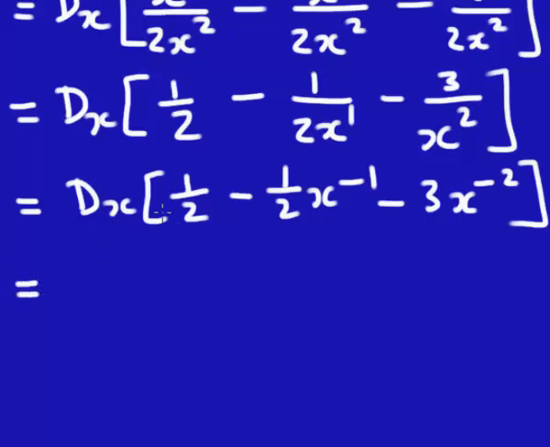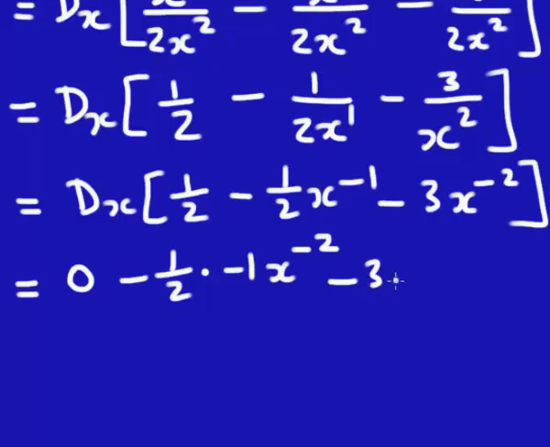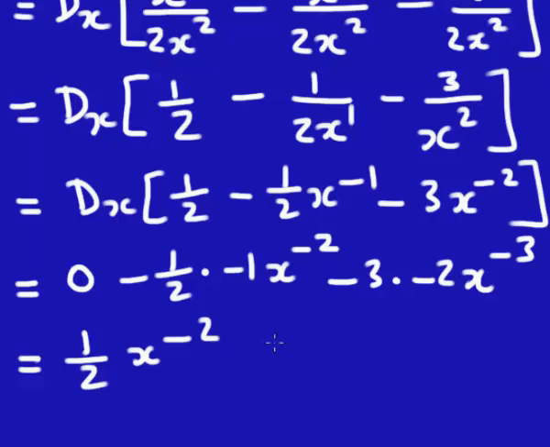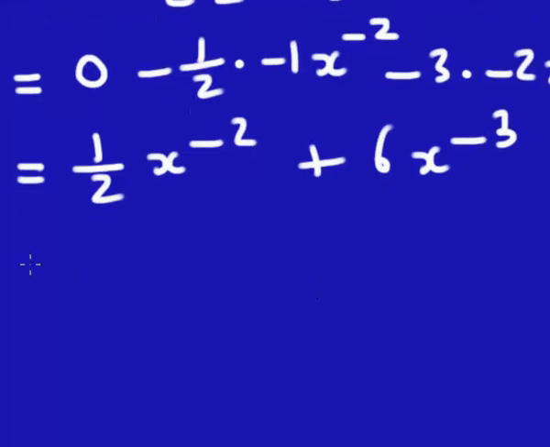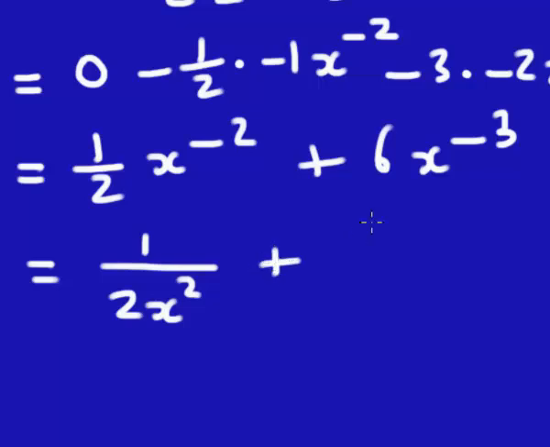Now we can drop the dx, the derivative of a half is 0. Then we've got negative a half multiplied by negative 1, x to the minus 1 minus 2 is negative 2. Negative 3 multiplied by negative 2, x to the negative 3 if we subtract 1. This gives you a minus and a minus, a plus. Half times 1 is a half x to the negative 2, plus 6x to the negative 3. And then what does this give us? 1 over 2x squared, look at that, plus 6 over x cubed.